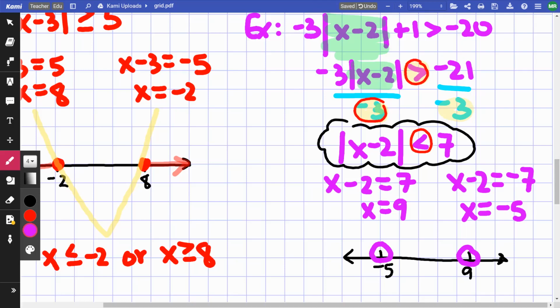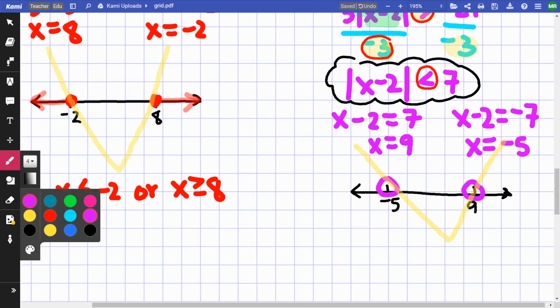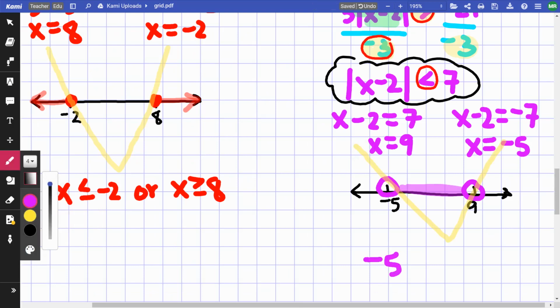And again, if I think about my V-shaped graph, I made it a positive. This is a positive V-shaped graph. I want where it is less than 7. And it is less than 7 not outside negative 5 and 9, because then I'm above that. It's in between. And so my answer is going to be negative 5, strictly less than x, less than 9. And that's your answer.